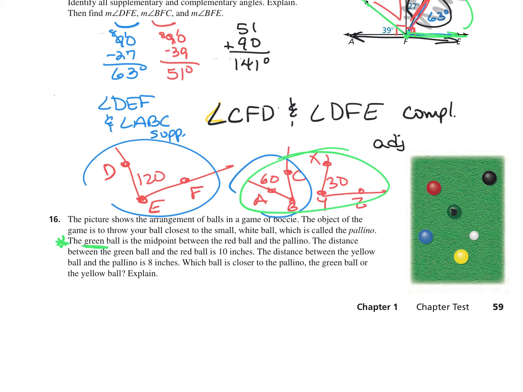And the distance between the green and the red is 10. And if this was the midpoint, then I know this distance is also 10. And then the next thing that was important was the distance between yellow and the Polino is 8. So then that's 8. And then now you can see, they say, which one is closer, the green or the yellow? Well, obviously 8 inches is shorter than 10, so the yellow ball is closer. So it looked like it was really a lot of stuff to do here, but it wasn't that bad.